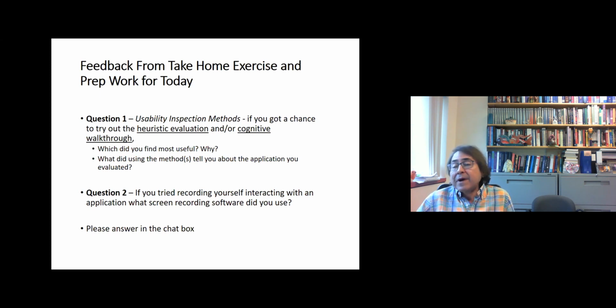And what did the method tell you, either of them, about the application we looked at, if we got around to doing it? My second question is, if you did try the screen recording with the Think Aloud, did you try it? And I'm always interested to know what screen recording software you use. So if you just think about that, enter it in the chat, and I will be coming back to that in a few minutes. So that was from our informal exercise from last week.